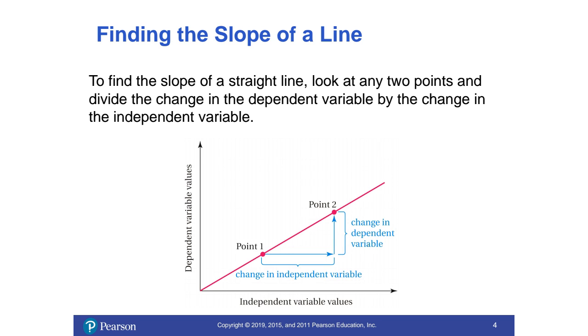So here's an example with a line of what that previous thing was saying. To find the slope of a straight line, look at any 2 points and divide the change in the dependent variable by the change in the independent variable. So here's a straight line. Pick 2 points on it, point 1 and point 2. This is the change in the independent variable, the distance on the x-axis from point 1 to point 2. And here's the change in the dependent variable, the distance along the y-axis from point 1 to point 2.